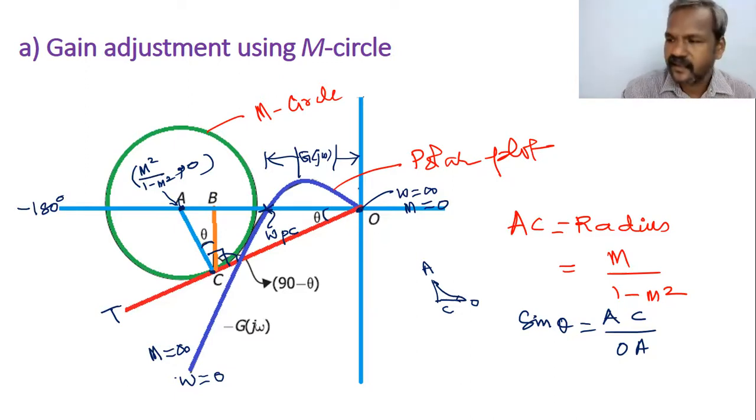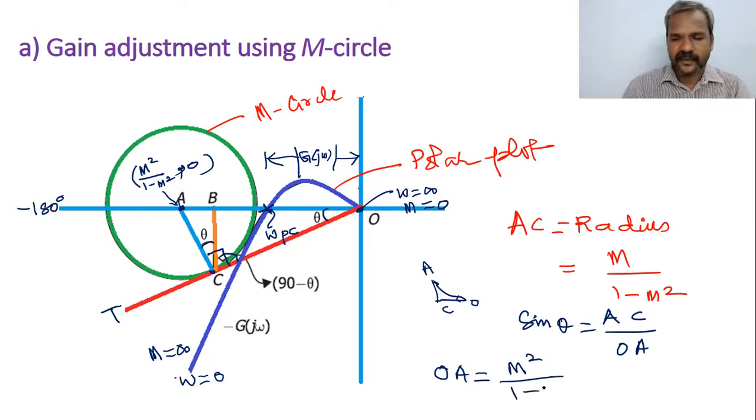Let us substitute the values. The center point is AC. That AC is m by 1 minus m square. What is OA? OA equals m square by 1 minus m square. Center point 1 minus m square. Understand?